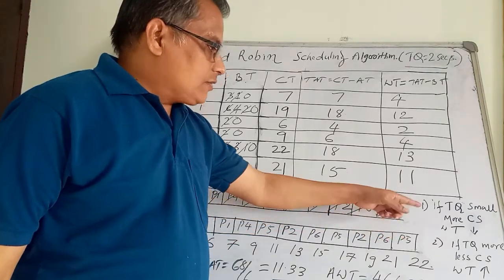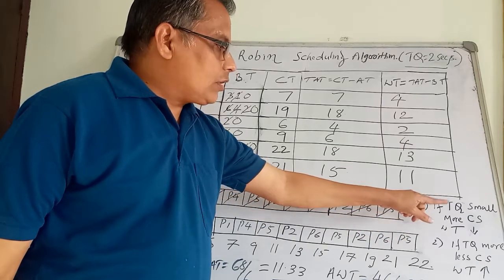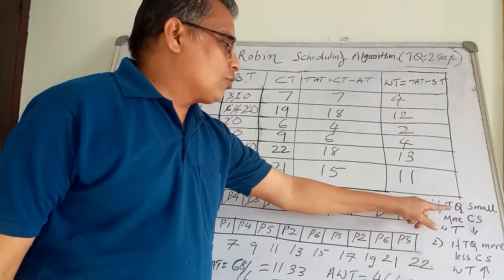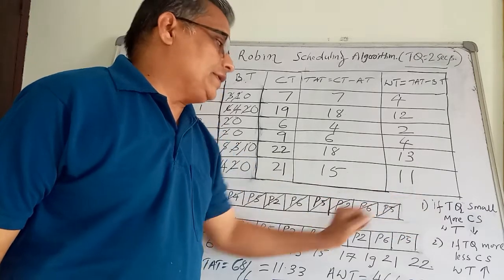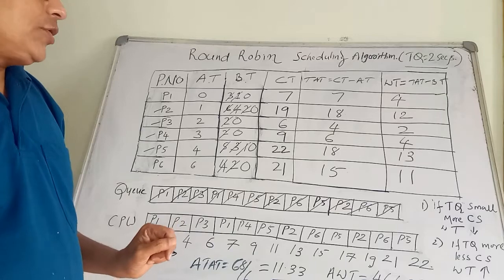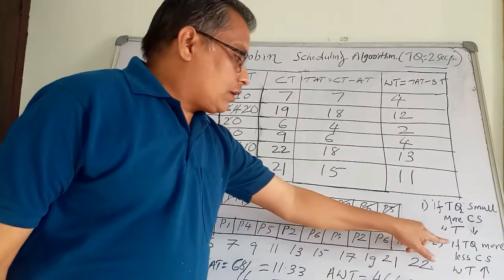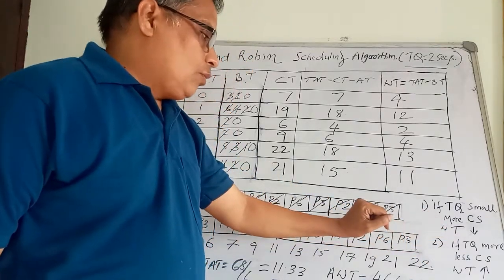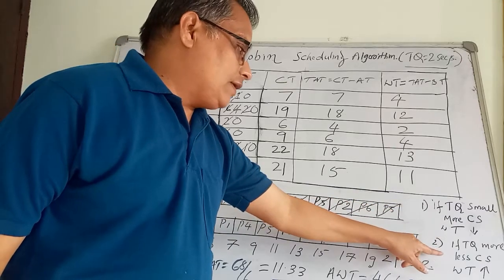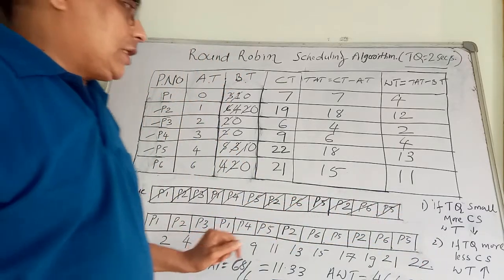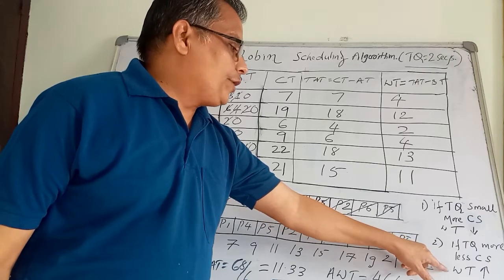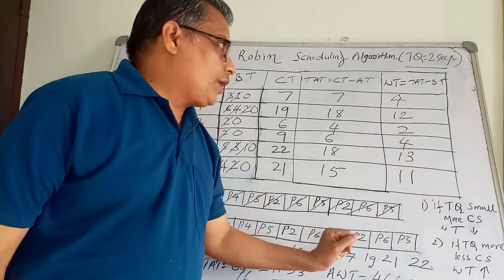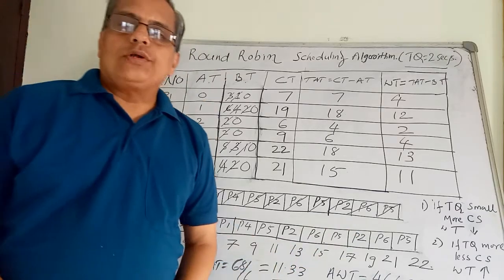Okay, then what I was saying is if time quantum is small, then you can have more context switches, and also the waiting time is decreased from the process point of view. If time quantum is more, what happens? Then you are going to have fewer context switches, and the waiting time of the process is also going to be increased.